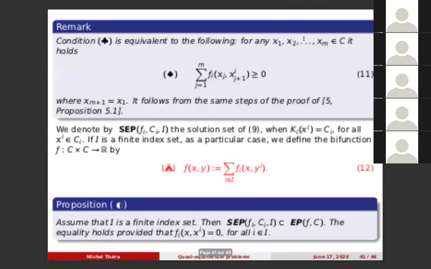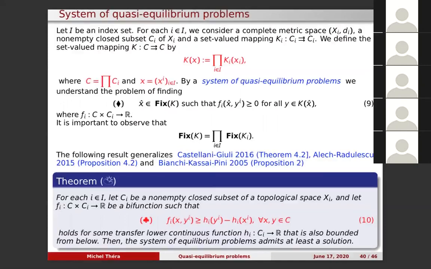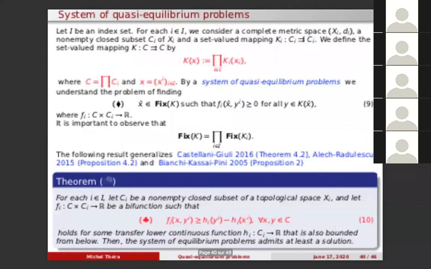Remark: this condition, also here in red, is equivalent to this condition here, that the sum of the fi of x_i, x_i plus 1 is positive, where you have this. And now if you denote by SEP of Fi, Ci the solution set of this equation, I don't see where it is now because it's hidden.